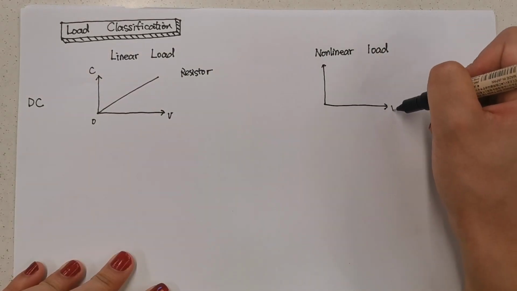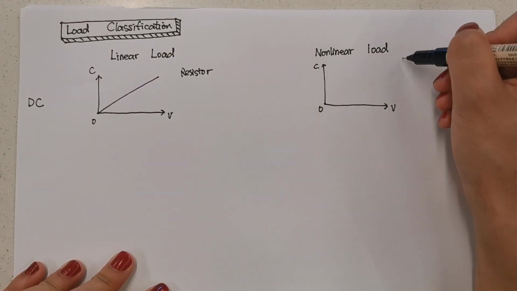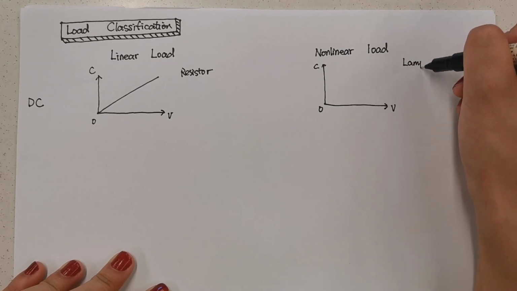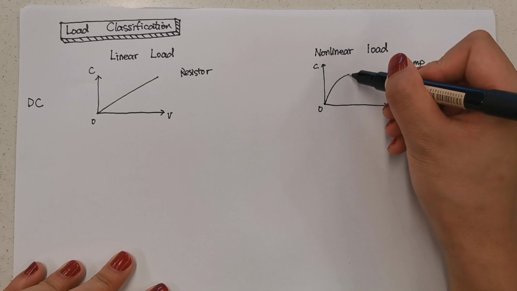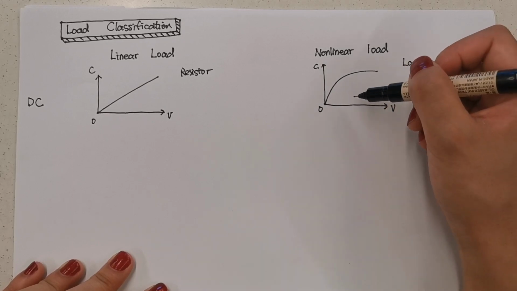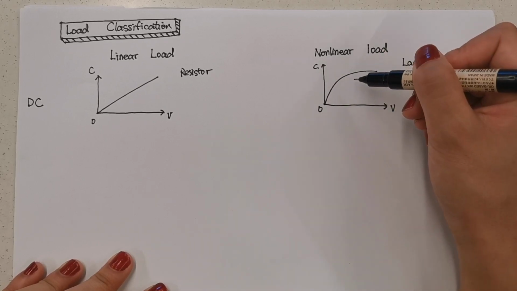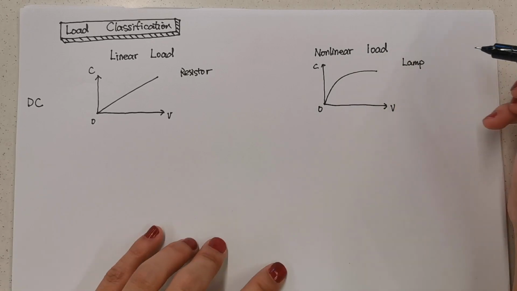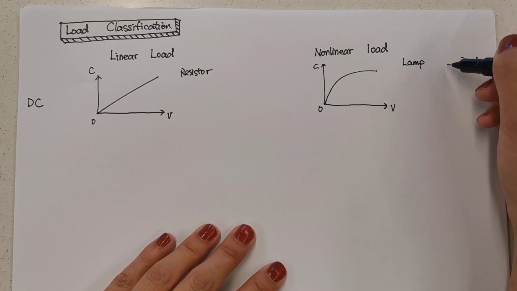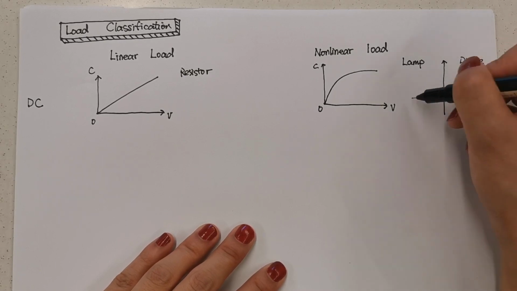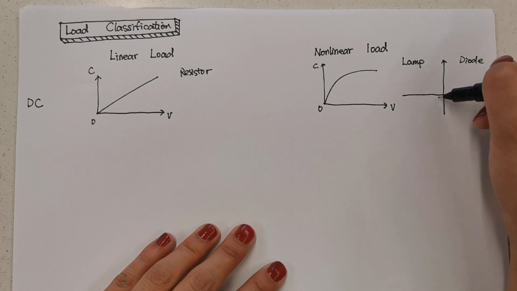If we have a lamp in our circuit, the current and voltage will look like this. If the voltage changes, the current doesn't change linearly. The most common component can be lamp or diode. We know that diode voltage current waveform looks like this.